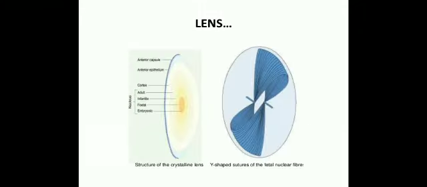Here we can see the structure of the crystalline lens. Anteriorly we can make out the anterior capsule, just below that there is the epithelium, and next to that is the cortex, which has the newly formed fibers. Towards the center the old fibers are present and are hard. Here we can also see the Y-shaped structure of the fetal nuclear fibers.